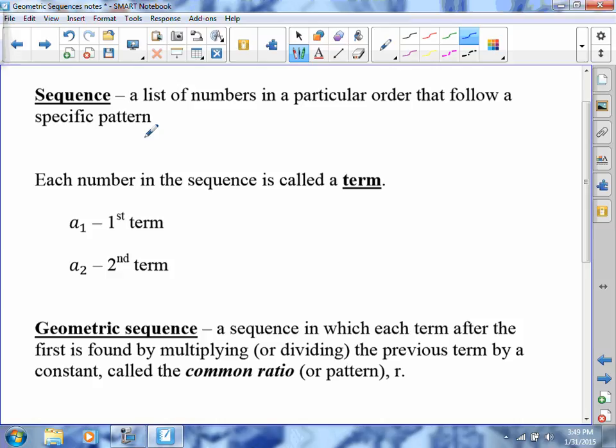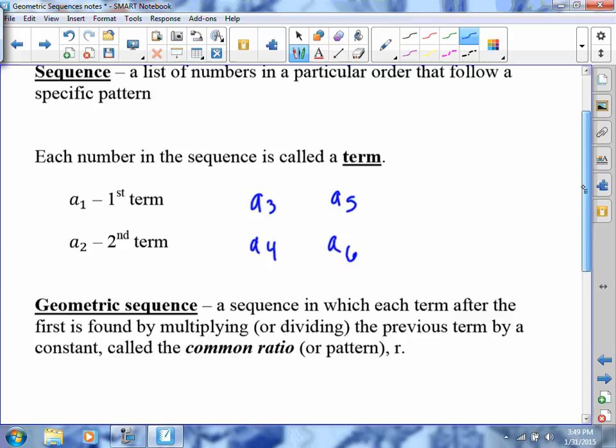Each number in our sequence is called a term. You have your first term and your second term, and they're called a sub 1 and a sub 2. If you had more terms, they would be a sub 3, a sub 4, etc.